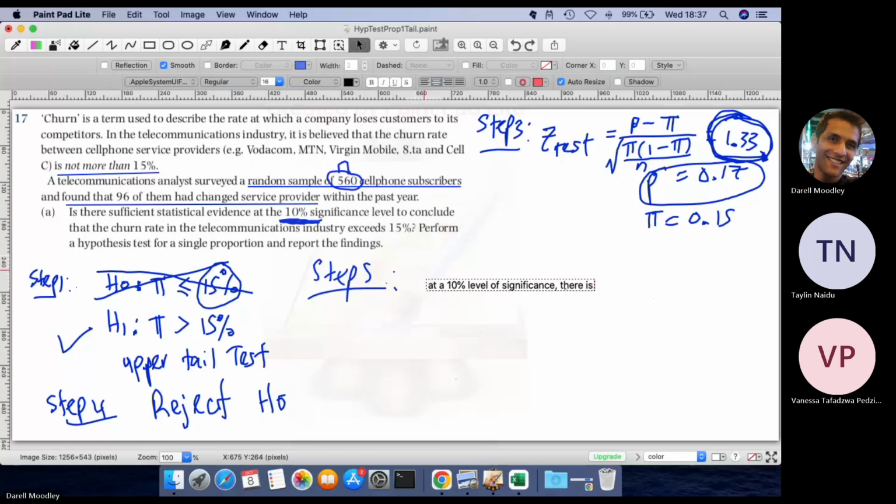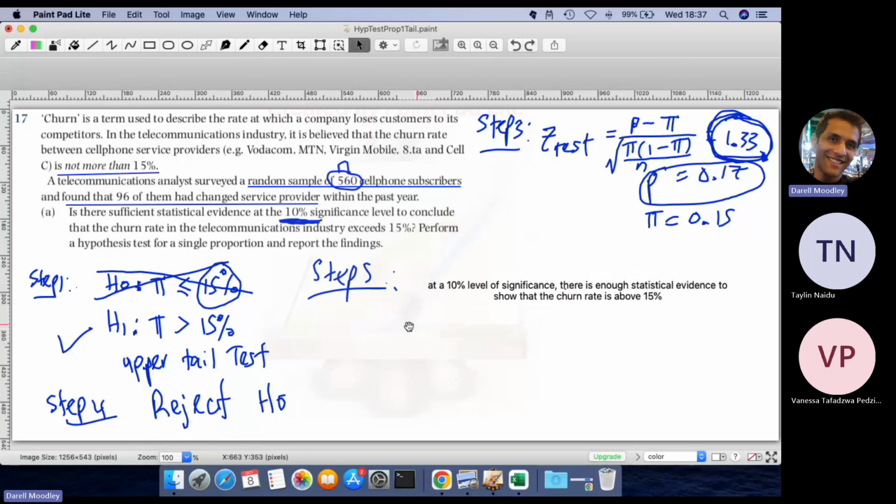there is enough statistical evidence to show that the churn rate is above 15%. That's how you would conclude this problem. Remember to always state your level of significance. It's important because if your level of significance was, say, 5%, that could actually change the result. You could actually be accepting H naught. So it is dependent on your level of significance, which is why you need to state that.